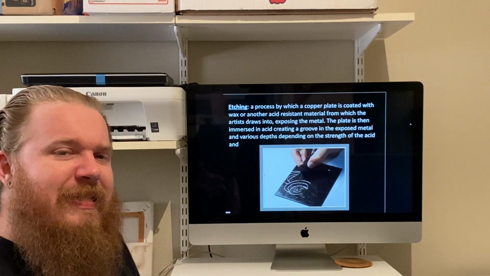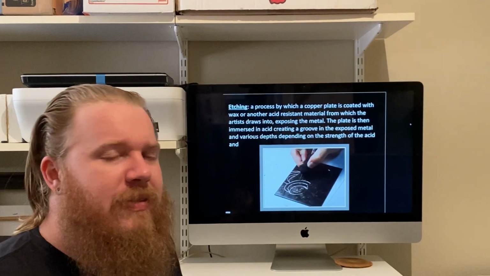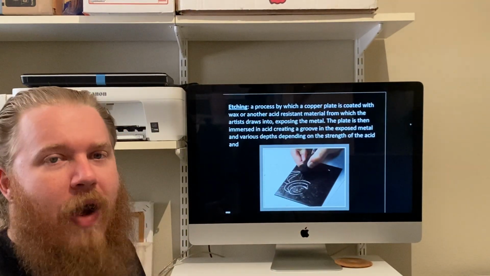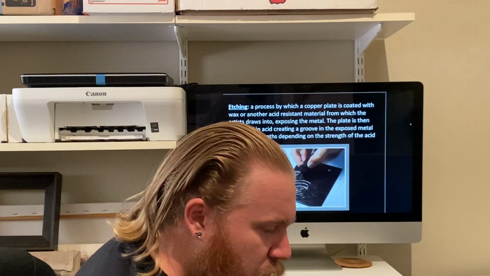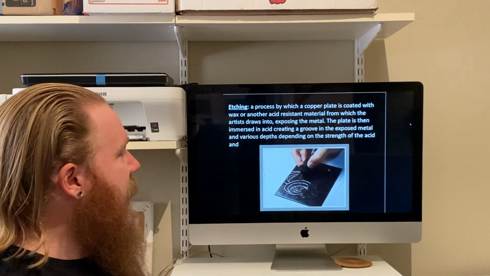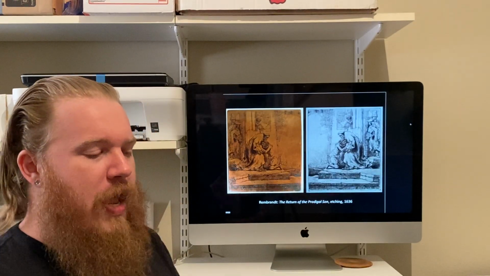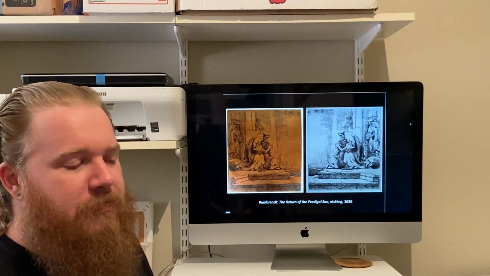So it's basically the exact same thing as engraving. However, we're letting acid do the engraving for us. Instead, we're just drawing out of this wax material placed on top of the matrix. So etching has a really interesting quality. It has a much more hand-drawn quality to it, and so it can really look like an ink drawing or something like that.